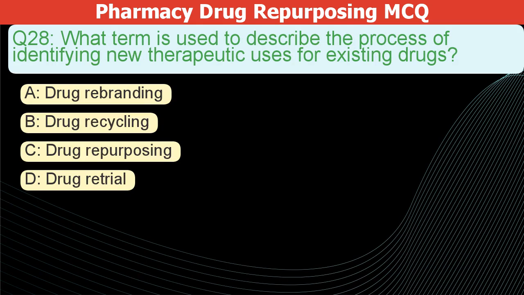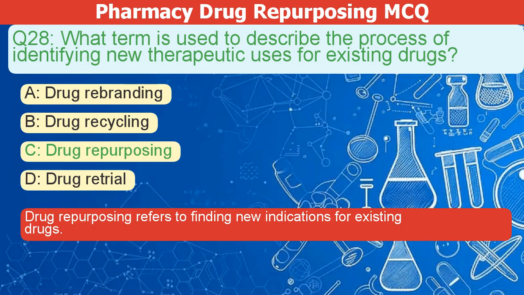What term describes finding new uses for old drugs? A. Drug rebranding. B. Drug recycling. C. Drug repurposing. D. Drug retrial. The correct answer is C. Drug repurposing refers to finding new indications for existing drugs.